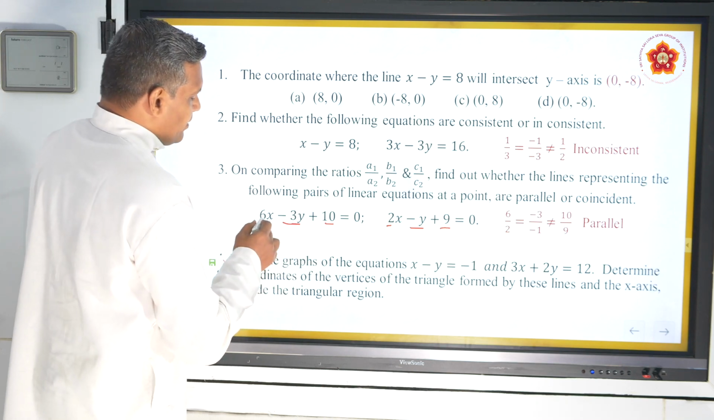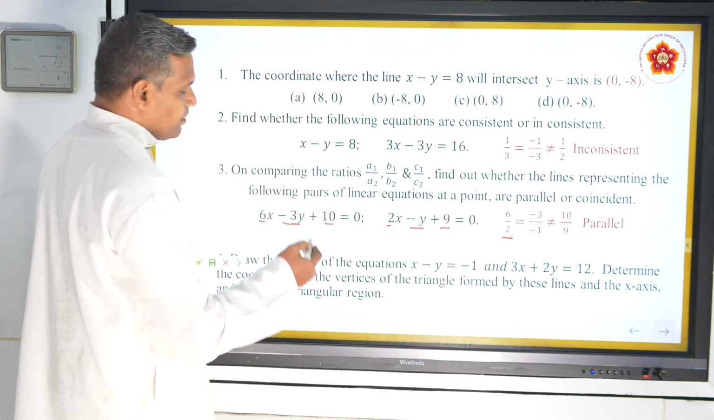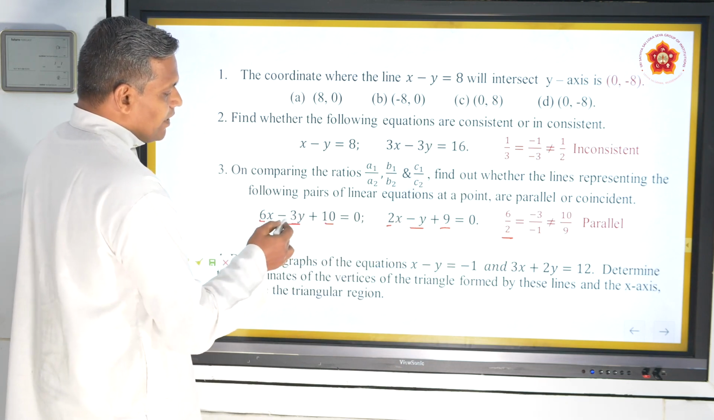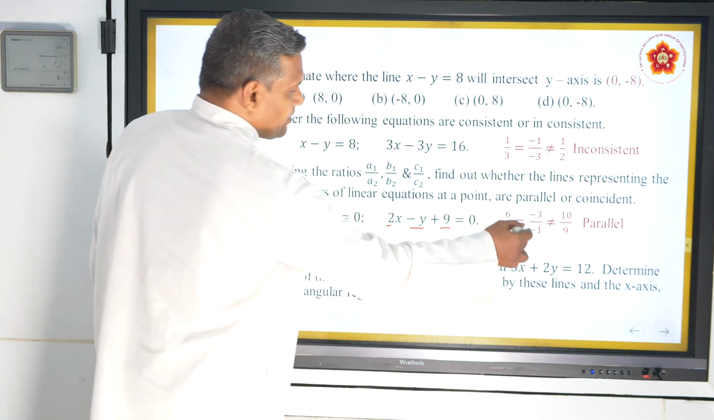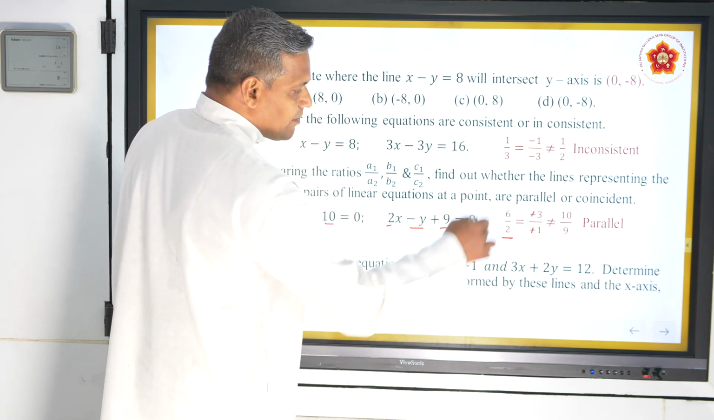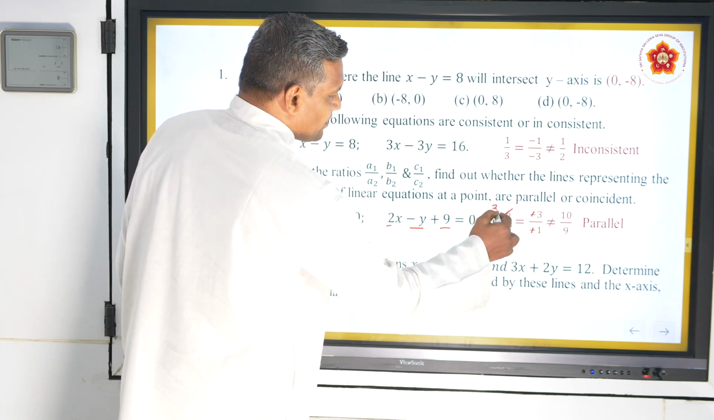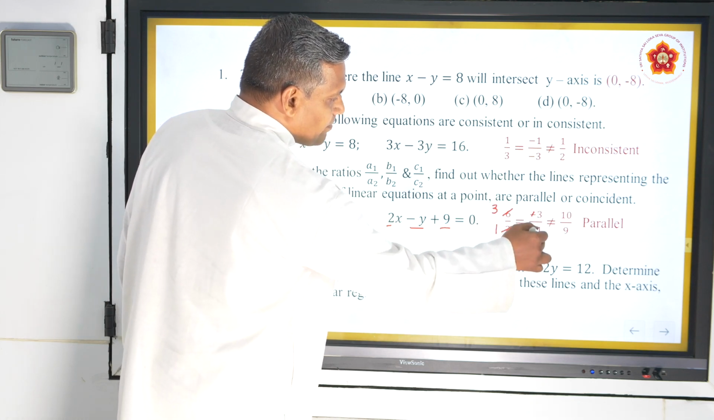Come back here. So now it is 6 by 2. So first one is 6 by 2, a1 by a2. And b1 by b2 will become what? Minus 3 by minus 1. So minus minus once again cancels here. And shall I simplify this? 2 ones are 2, 2 threes are 6. So 3 by 1 is 3 by 1.